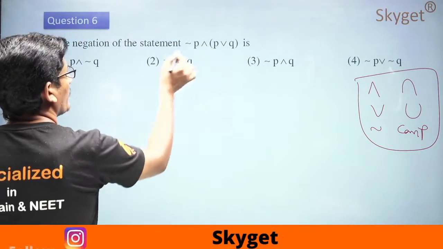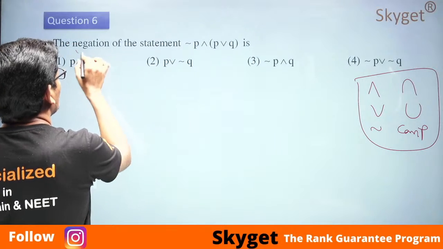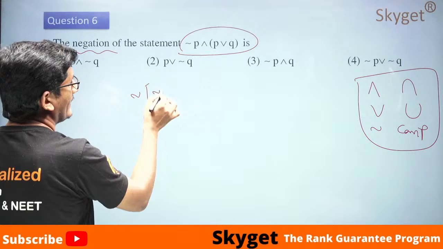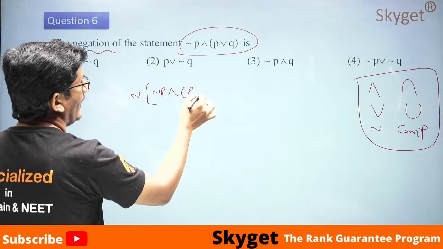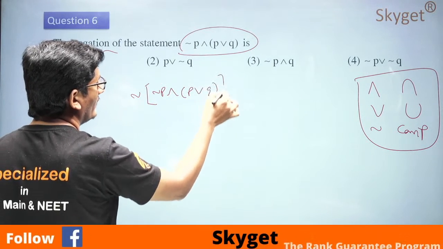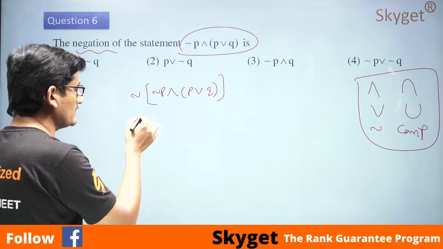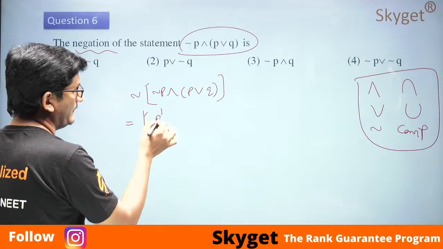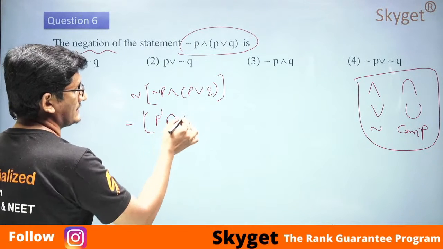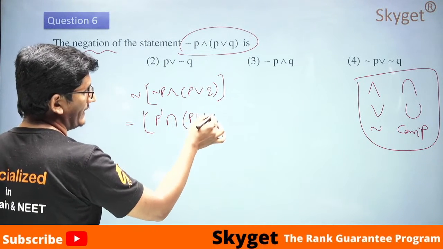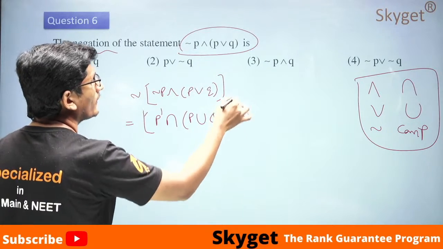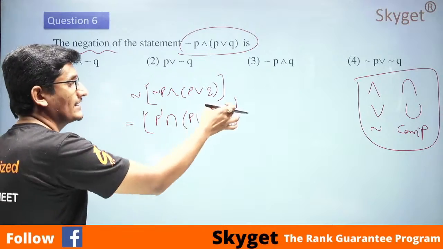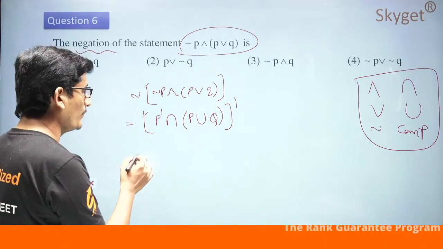Okay. So first of all, what is given here is the negation of the entire statement. So negation of negation P and P or Q. Okay. So negation means what here? Complement. See how we can write here: negation P is P complement, and means what here? Intersection, P union Q whole complement. Negation means what here? Whole complement. Negation of the entire statement, so entire statement means I am taking here the whole complement.